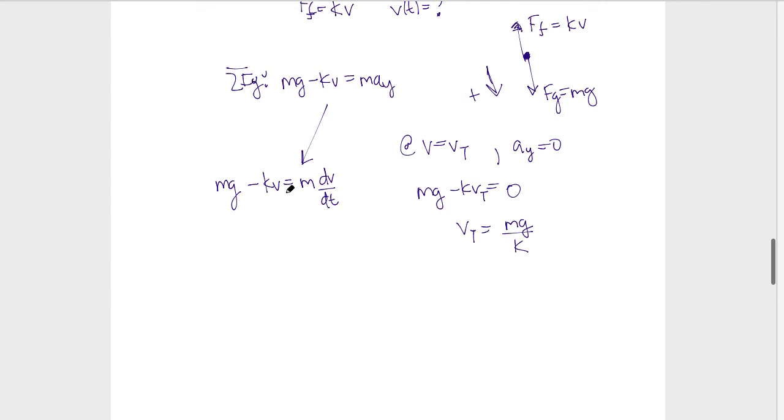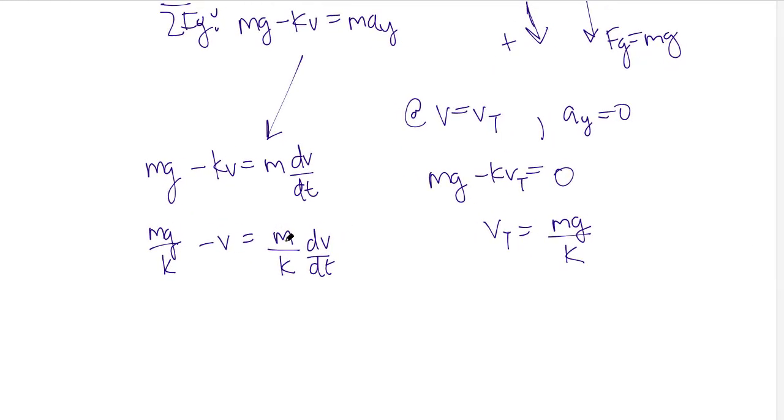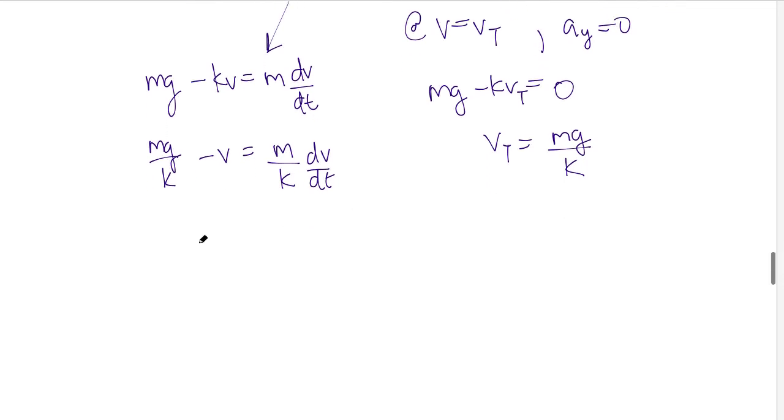So the first thing we're going to do is divide everything by k, so that we end up with mg over k minus v equals m over k dv dt. I'm going to zoom in a little bit so that we have a very tight view of this. And we also see that in this particular case v_t shows up right here as mg over k. So we actually have v_t minus v equals m over k dv dt.